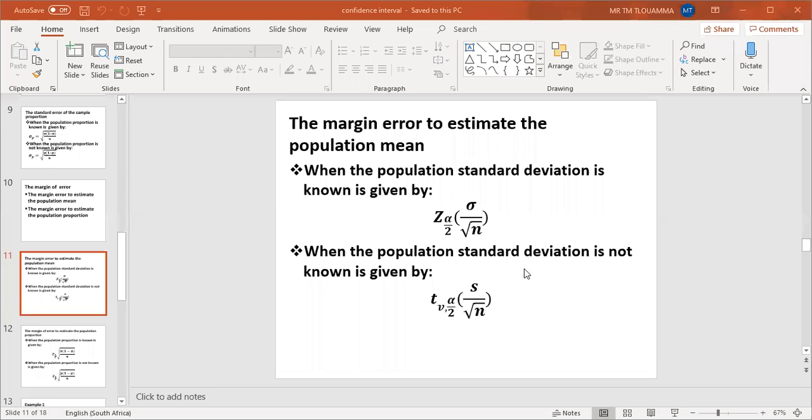Remember, you also need to calculate your alpha divided by 2, okay? And then in brackets, we have the s. The s is the sample standard deviation, because now the population standard deviation is unknown. We could not use the sigma, so we use s.